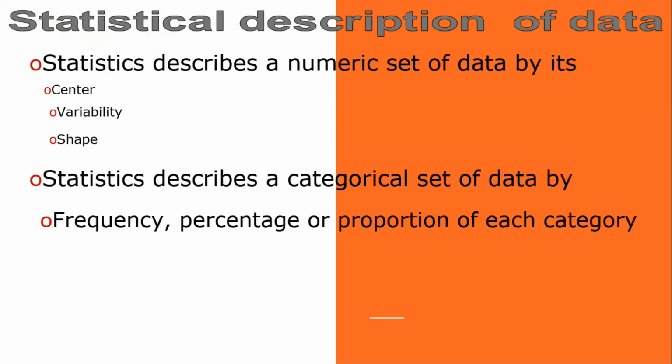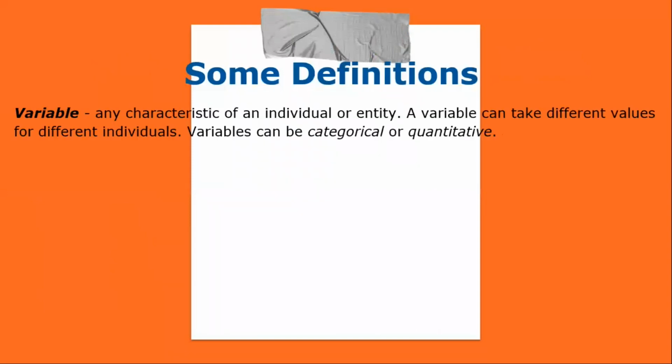Here are some definitions. Variable: any characteristic of an individual or entity. A variable can take different values for different individuals. Variables can be categorical or quantitative. Nominal: categorical variables with no inherent order or ranking sequence, such as names or classes, e.g., gender. Value may be numerical, but without numerical value, e.g., 1, 2, 3. The only operation that can be applied to nominal variables is enumeration.